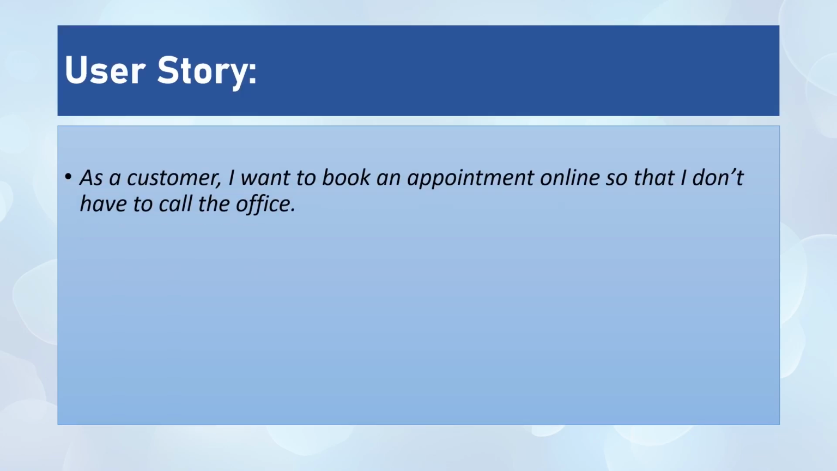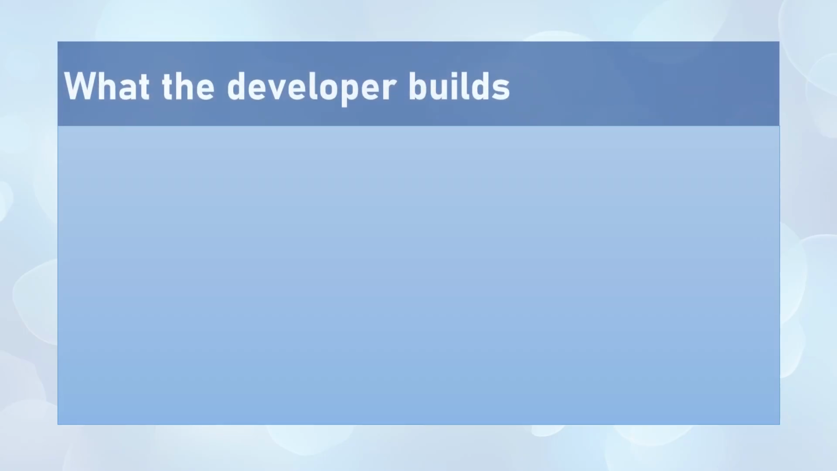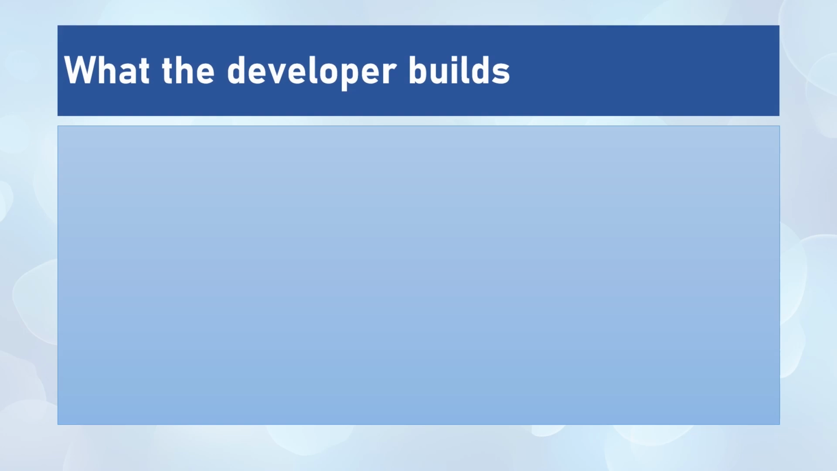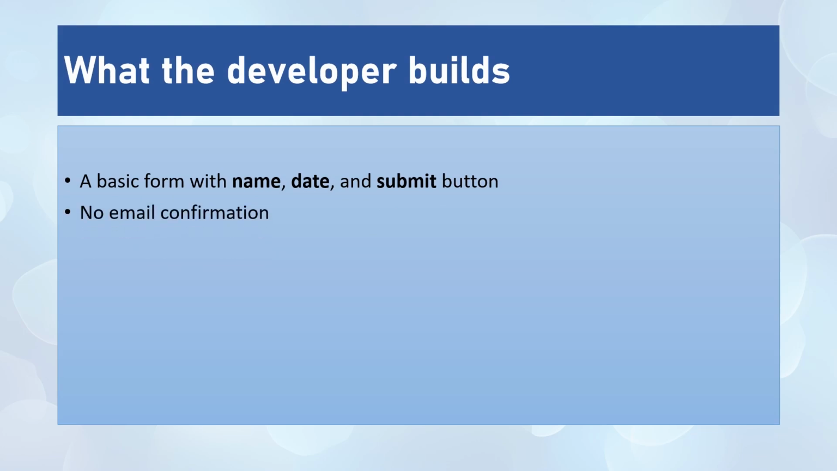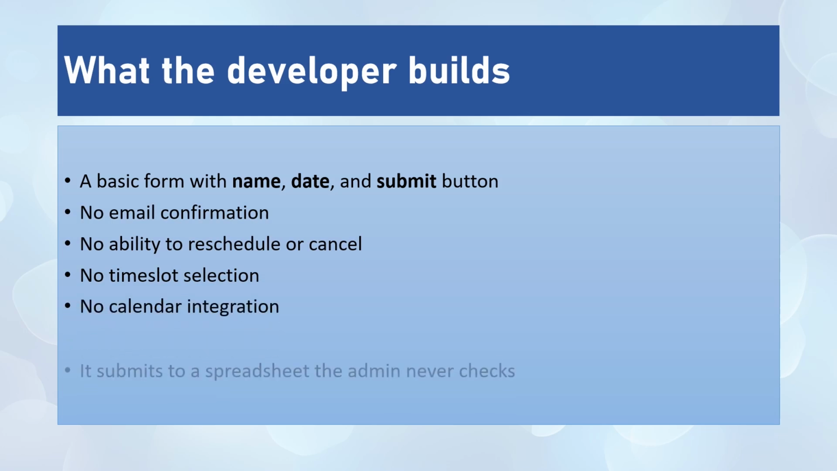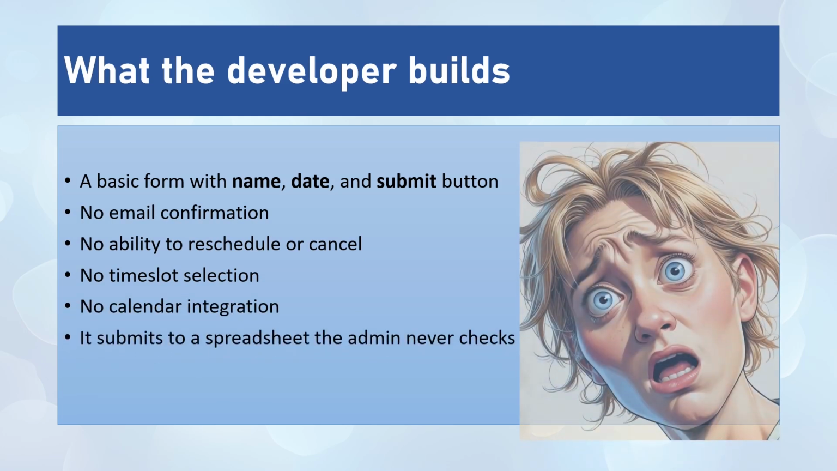Imagine this user story. As a customer, I want to book an appointment online so that I don't have to call the office. That sounds reasonable, right? So a developer works based on that, and then he creates an appointment booking system. It is made up of a basic form with name, date, and the submit button. No email confirmation, no ability to reschedule or cancel, no time slot selection, no calendar integration. And then it submits to a spreadsheet that the admin never checks.